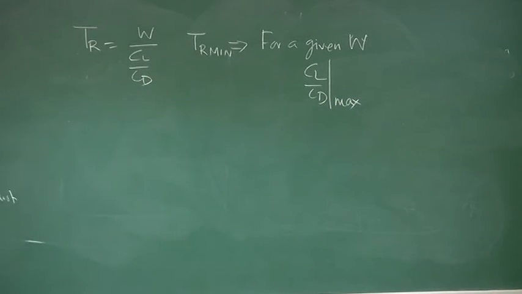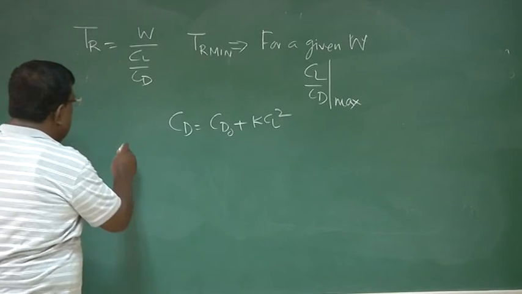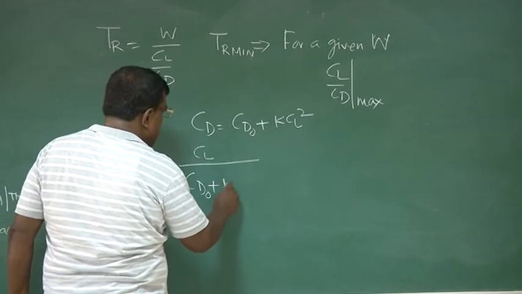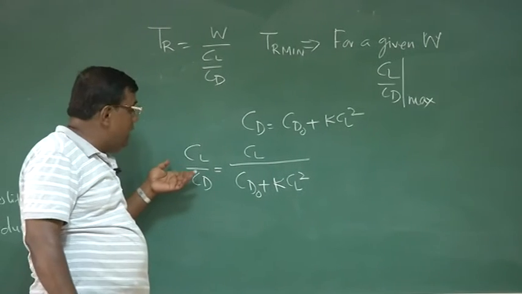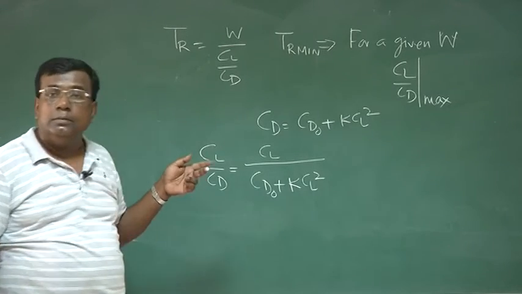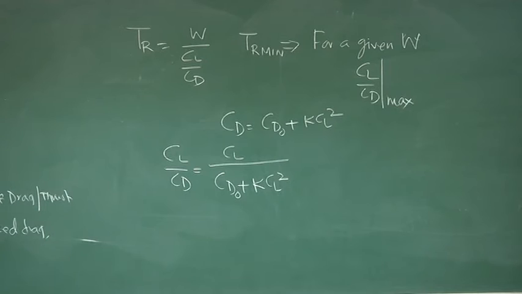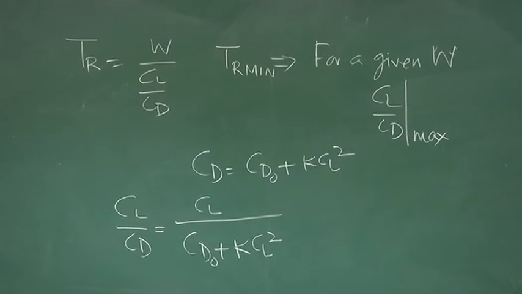What is the meaning of CL by CD to be maximum? We know that CD is basically CD naught plus K CL square. So what is CL by CD? It will be CL by (CD naught plus K CL square). So what is the question we are going to ask? What is that CL I should fly so that CL by CD is maximum? This clear? When I say what is that CL I should fly, for a cruise, it is equivalent to saying what is the speed I should fly for which CL by CD is maximum, because speed and CL are related.